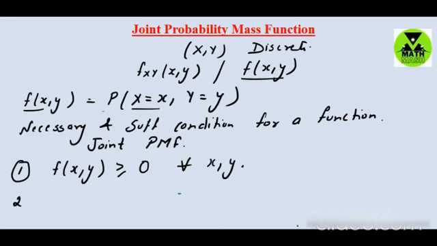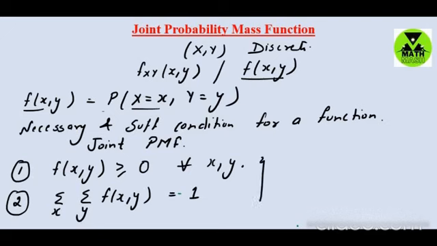And the second condition: when we sum up all the probabilities over the possible values of x and y, that is the sum over x and sum over y of this function, f_XY, which is nothing but the probabilities at X equals x and Y equals y, if it is equal to 1, and if these two conditions are satisfied, then we say that the function is nothing but the joint probability mass function.